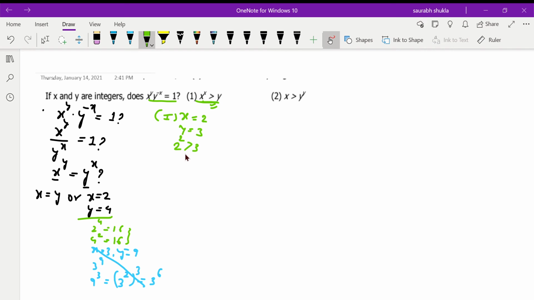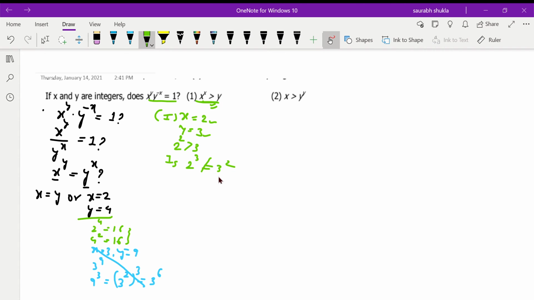Now let's try to answer our question using these values. Is 2 raised to 3 equal to 3 raised to 2?